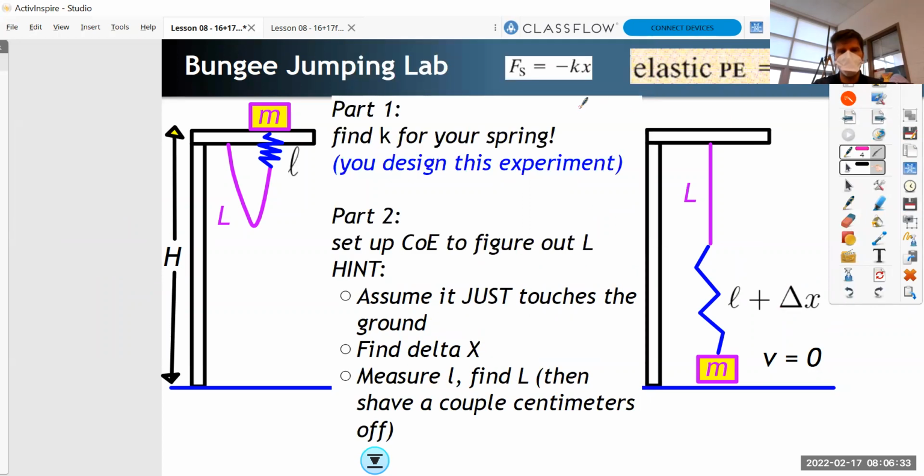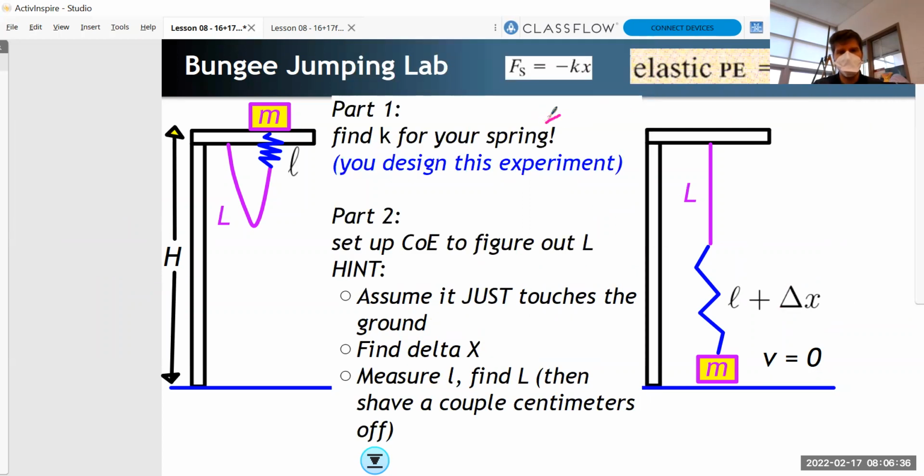So again, part 1, find the K for your spring. Part 2, figure out how long your string should be. Just as a note, in 4th period yesterday, we were able to get everybody to find K, and most of the groups were able to actually finish their calculations and test. So I would expect that most of you are going to be able to get through most of this lab today.